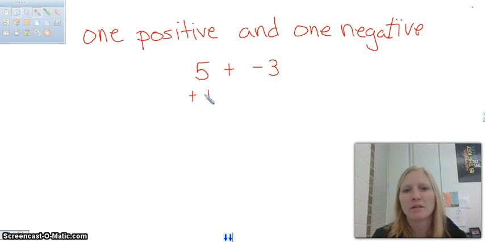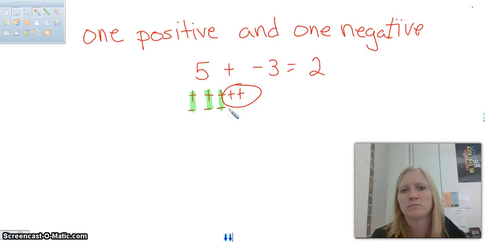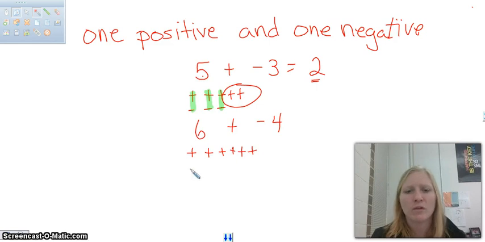So you have 5 positives and 3 negatives. Now here's the cool thing. These positives and negatives cancel each other. So this one, and this one, and this one, they go away. And what do you have left? You have 2 positive, so 2. If you look at this, 5 minus 3 is 2. So if you have 6 plus negative 4, you would have 6 positives, 4 negatives, and if you cancel the ones that you can, what you have left is 2 positive.